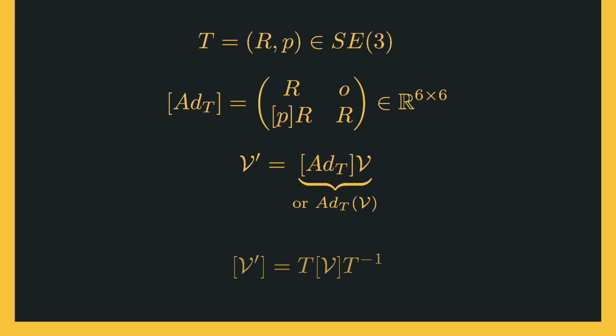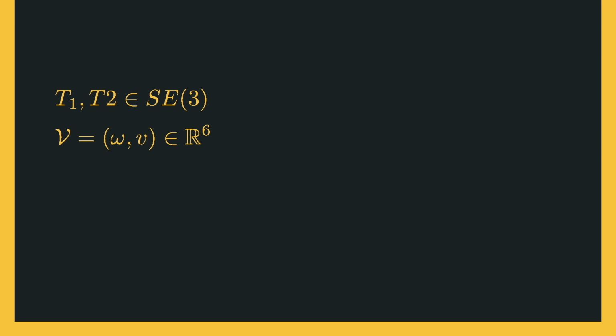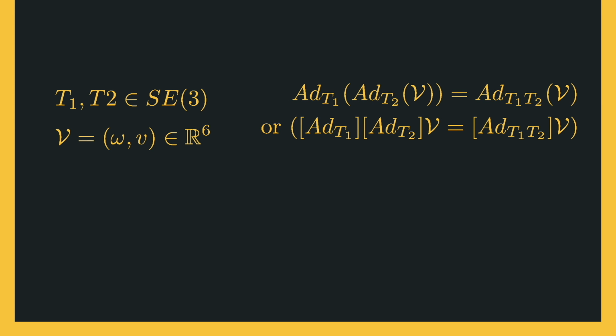Now let's study the properties of the adjoint map. If T1 and T2 are two transformation matrices and V is the twist, then the adjoint map associated with the matrix multiplication T1 T2 can be calculated using this formula. The proof of this property is through direct calculation. And for any transformation matrix T, the inverse of the adjoint representation of T is the same as the adjoint representation of T inverse. To prove this, you can input T1 equal to T and T2 equal to inverse of T in the first property. Let's wrap up this section with 3 examples.